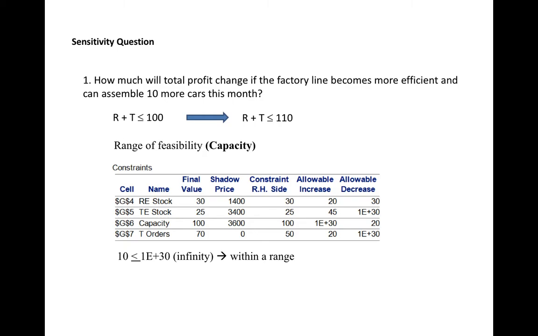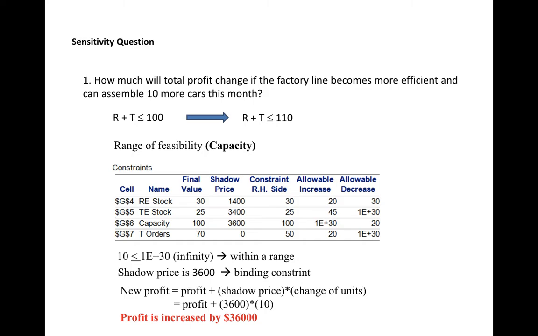The second thing to do is check whether this constraint is binding or not. Since we know that the shadow price of the capacity constraint is 3,600, which is not zero, this constraint is binding at the optimal solution.